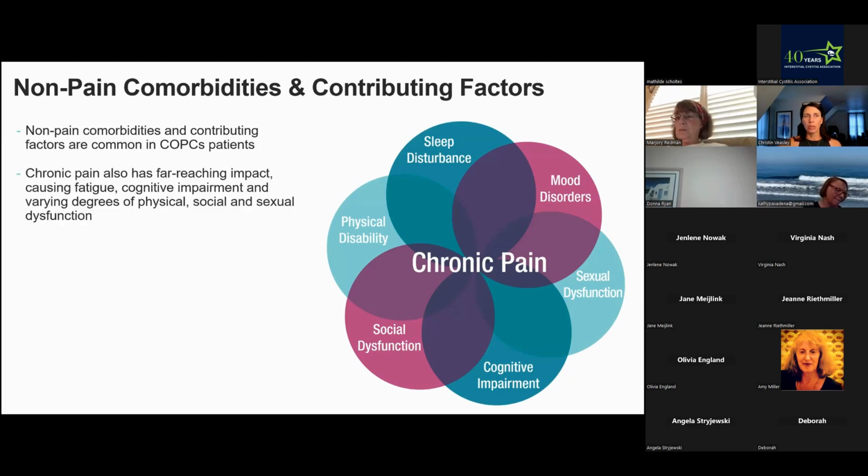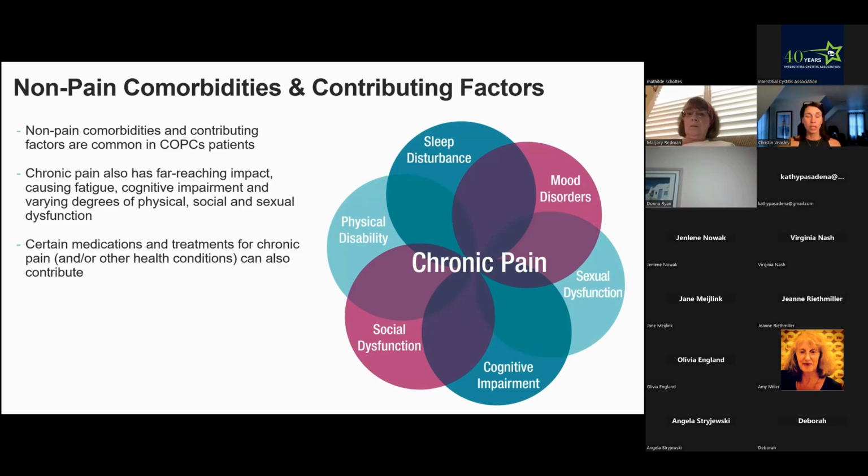So these include sleep disturbance, mood disorders, cognitive impairment, sexual dysfunction, social dysfunction, and physical disability. As we all know, for people who live with a variety of chronic pain conditions, pain in and of itself has far-reaching impact, can cause fatigue, cognitive impairment, and various degrees of physical, social, and sexual dysfunction. And then in addition to that, certain medications or treatments that we may be utilizing for chronic pain, or other health conditions, can also contribute to that vicious cycle.